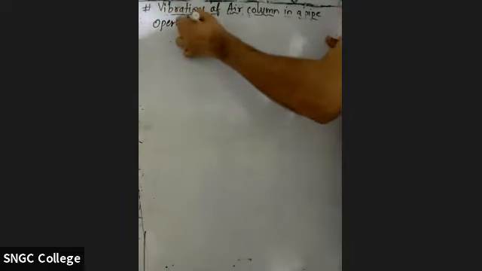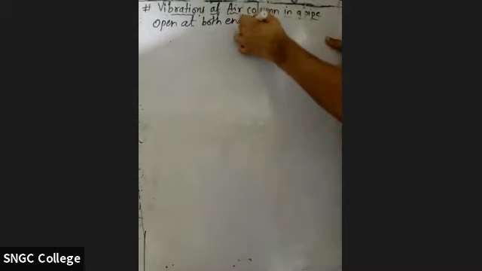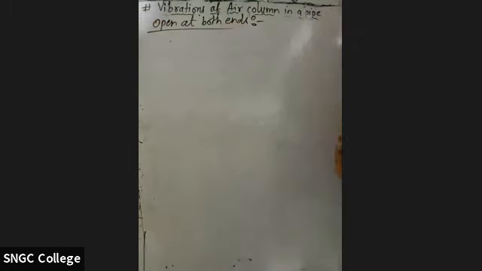Open at both ends. Okay. So basically, let's take one pipe which is open at both ends. Now we want to find the simplest.